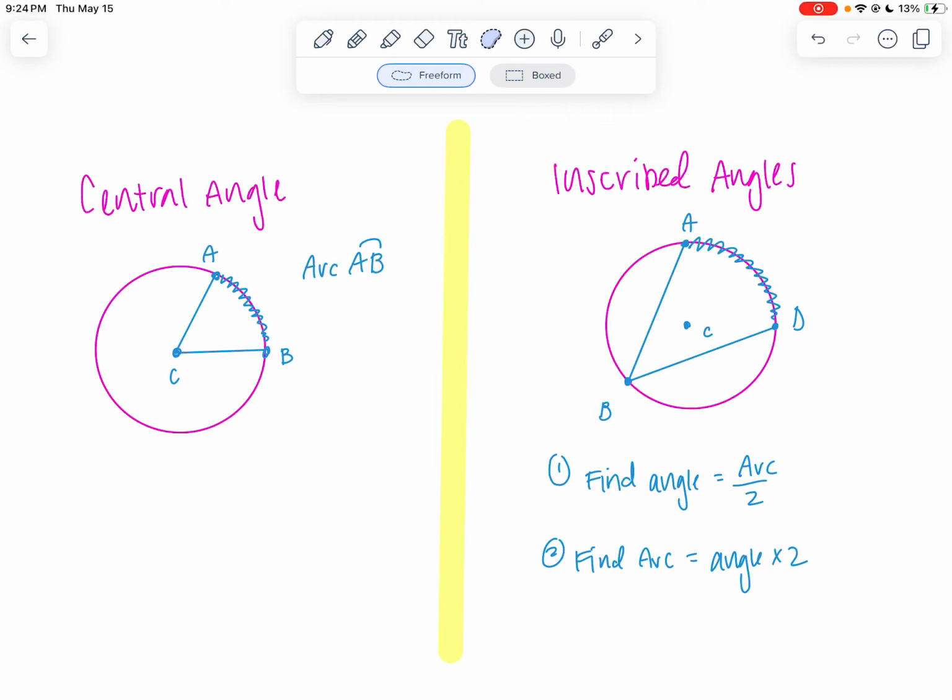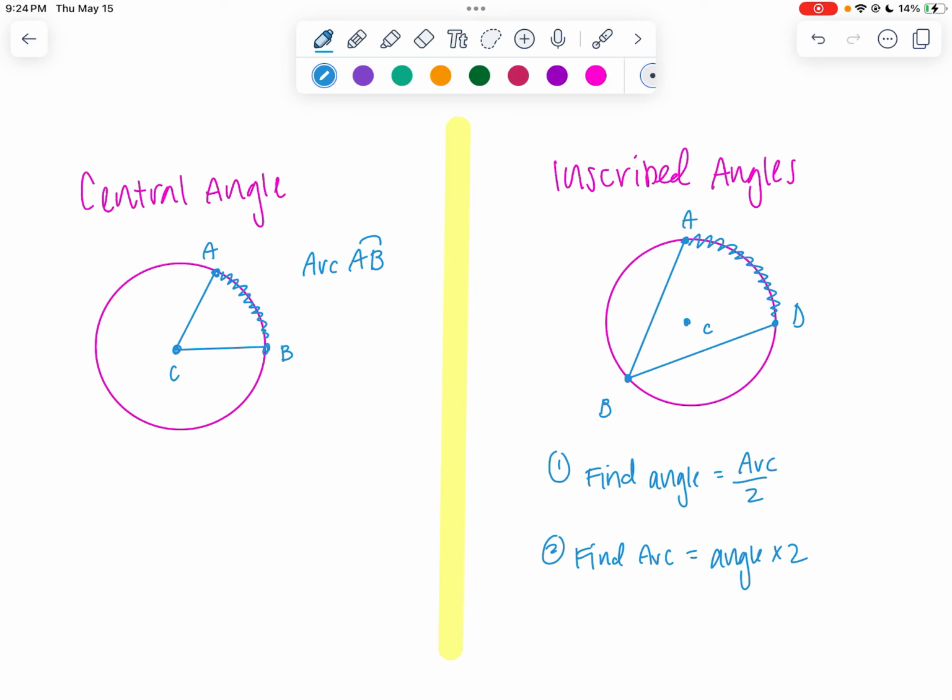All right, guys. So last class we talked about central angles and inscribed angles, right? Central angles, again, have the vertex at the center of the circle, right? And we found that if I have a central angle, here called ACB, it is going to be the same thing as the related arc. So I know that angle ACB is equal to the arc AB.